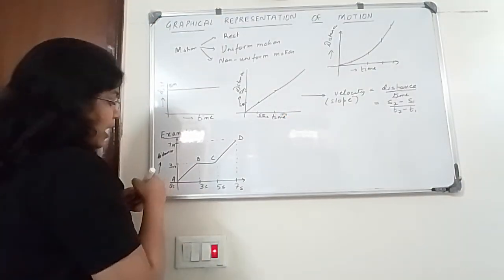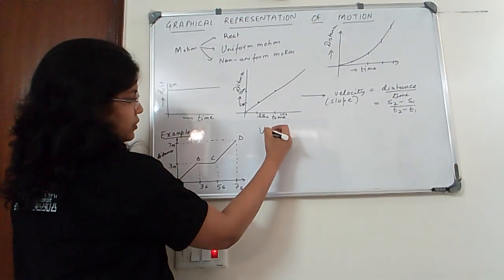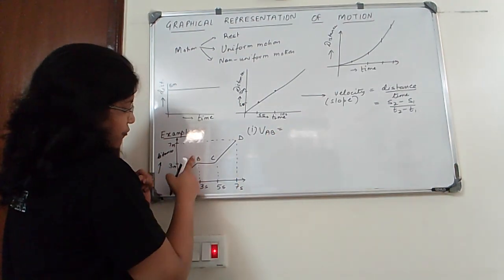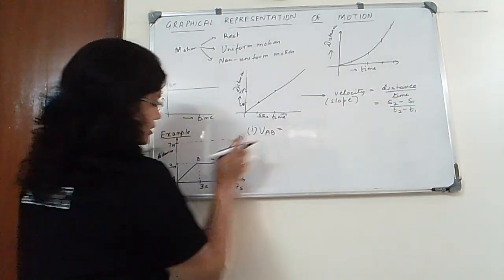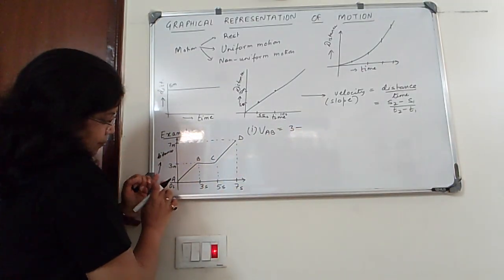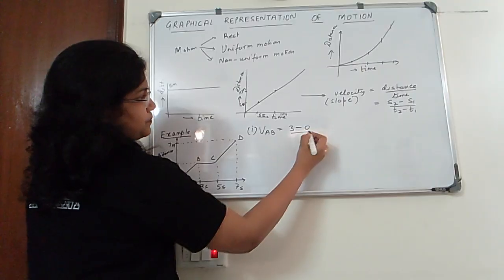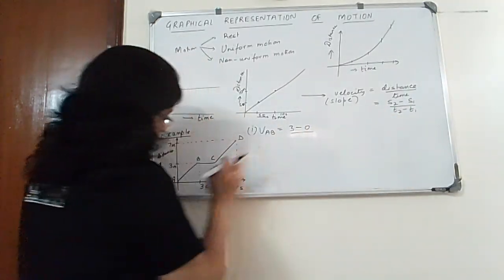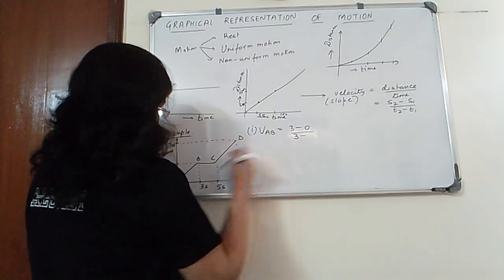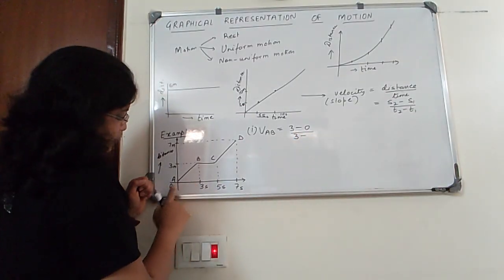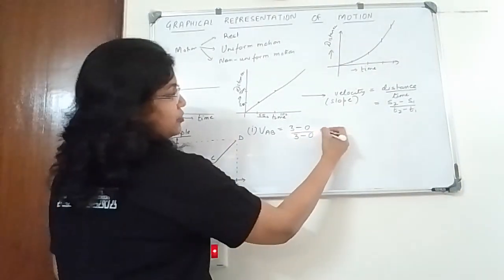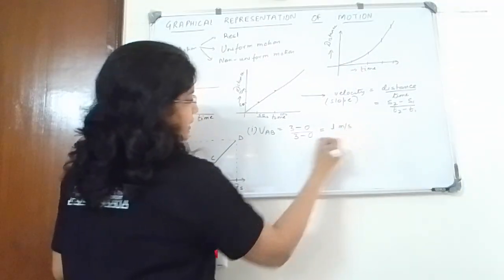Right? Now I have to find the velocity of the object from A to B. How do I write that? For B point, S2 minus S1. So for B point, the distance is 3. For A point, the distance covered is 0. Again, T2 minus T1. For B point, the time is 3 and for A point the time is 0. Okay. So I get 3 upon 3, which is 1 meter per second.